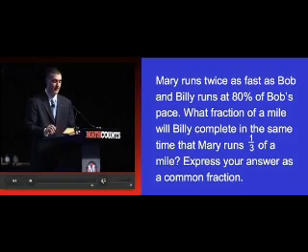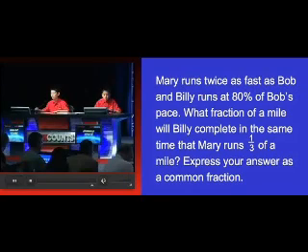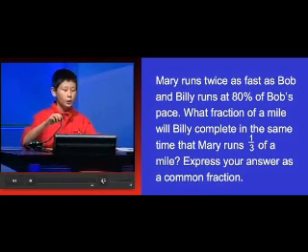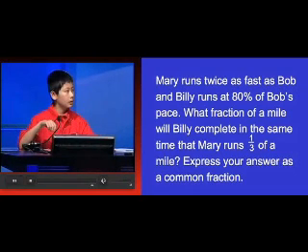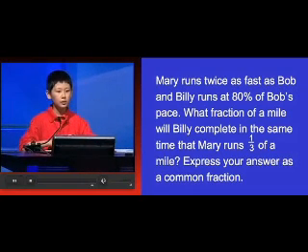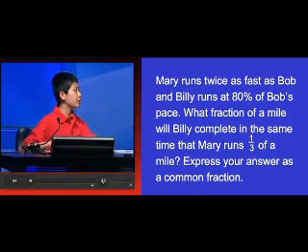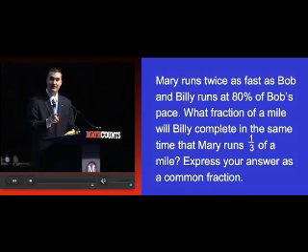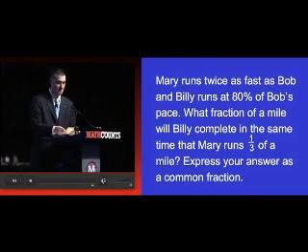And the question is, Mary runs twice as fast as Bob, and Billy runs at 80% of Bob's pace. What fraction of a mile will Billy complete? David. 2/15. 2/15 is the correct answer. 3-2. Good luck. Which means that David has jumped out to the 3-2 lead over Bobby.